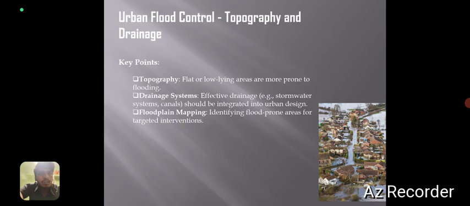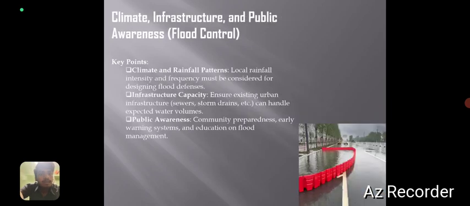Key point, topography: flat or low-lying areas are more prone to flooding. Drainage system: effective drainage should be integrated into urban design. Floodplain mapping: identifying flood-prone areas for targeted interventions. Climate, infrastructure and public awareness.